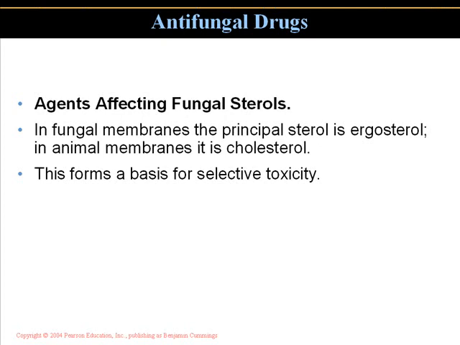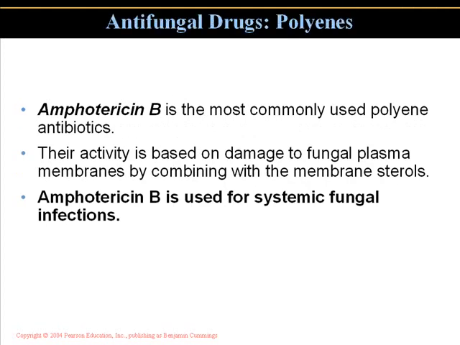In a fungal membrane, the principal steroid is ergosterol. In an animal membrane, it is cholesterol. This forms a basic selective toxicity that antifungal drugs can work at. Amphotericin B is the most commonly used polyene antibiotic. Its activity is based on damage to the plasma membrane by combining with the membrane steroids. Amphotericin B is used for systemic fungal infections. You should be familiar with this agent.